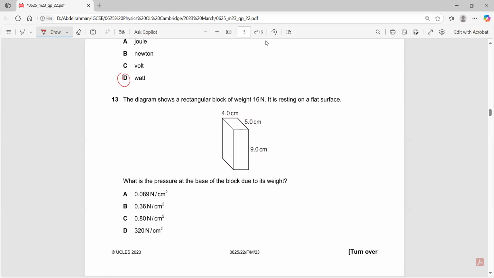What is the pressure at the base of the block due to its weight? So it has a weight of 16 newtons. Pressure equals force over area. 16 divided by the area of the base. What was the area of the base? It's 4 times 5. So 0.8 newtons per centimeter squared. Again, if you wanted to find this pressure in pascals, you need to convert the unit, the distance, into meters.